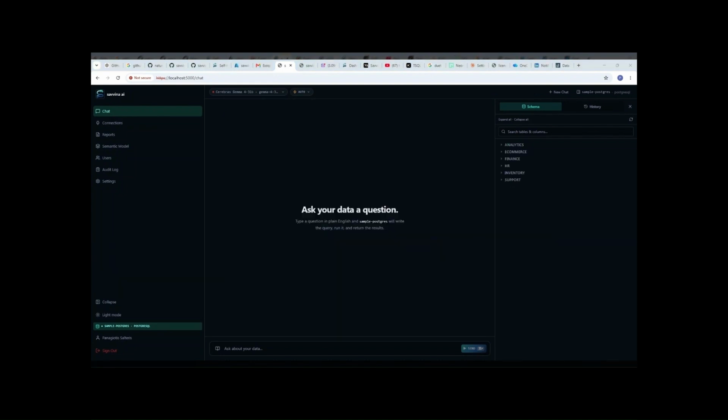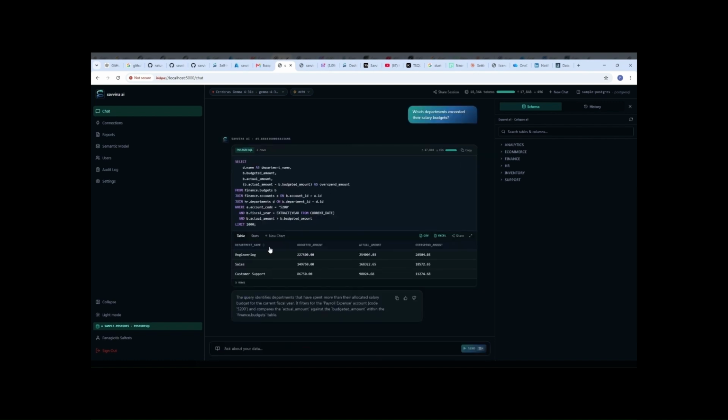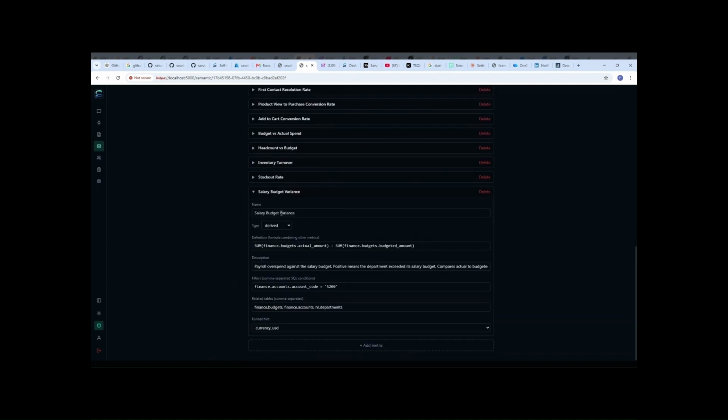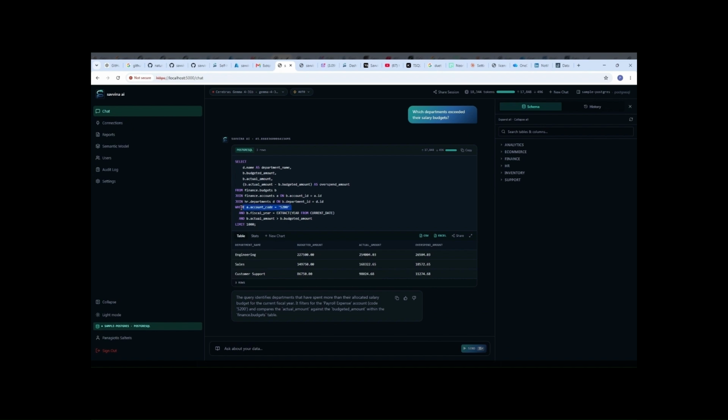Real companies don't have one clean database though. They have many business areas. HR, for example, wants to know which departments exceeded their salary budgets. Let's see what answer we will get. Okay, we have three of them. And why did we get a clean answer? Because we had already added a business metric over here, which has to do with salary budget variance and filtering the account code equal to 5200, which is the filter used in this query too.